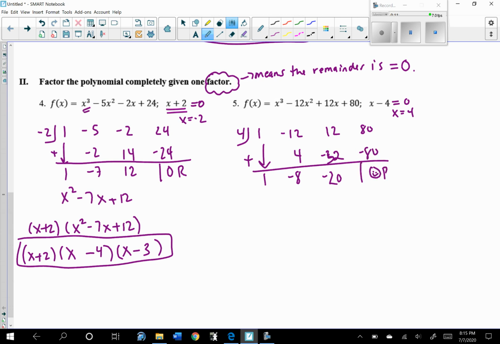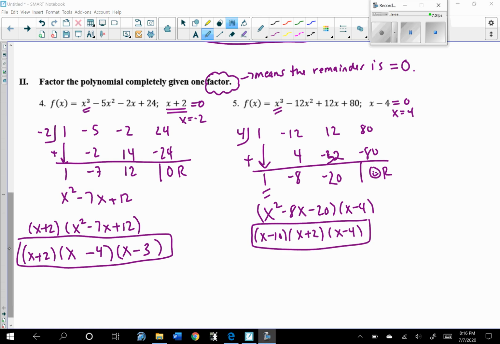We're happy. And we can go ahead and this is degree 3, so this would be degree 2: x squared minus 8x minus 20. And of course, that's being multiplied by the x minus 4, so that means that those are factors of that polynomial equation. This is a trinomial, so do we have factors of negative 20 that add up to negative 8? So negative 10 and positive 2, so x minus 10 times x plus 2 times x minus 4 is my complete factorization.